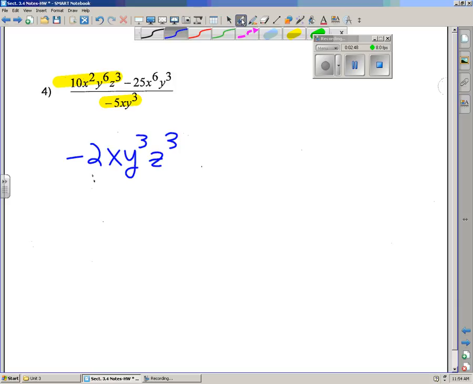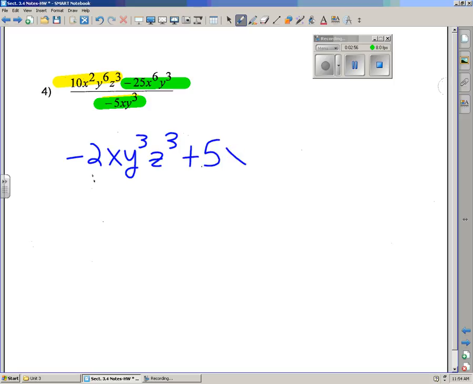And here's where you got to be careful about the signs, because now you've got negative 25 divided by negative 5, which becomes positive 5, x's to the 5th, and then the y's cancel. So this then becomes your final answer.